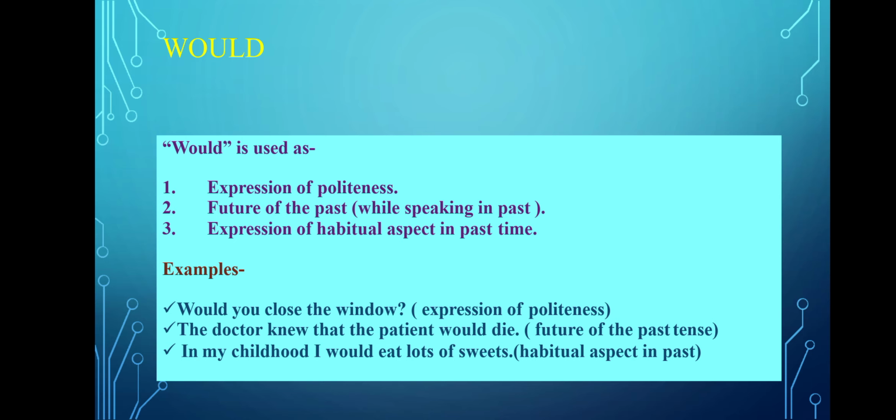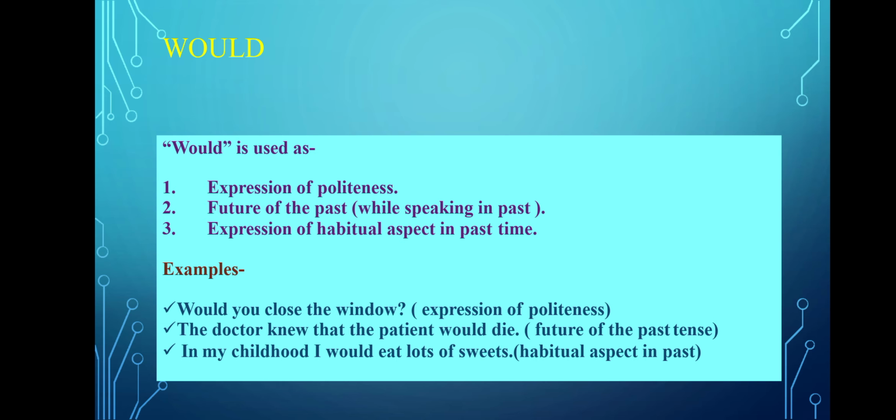Expression of habitual aspect in past time. Suppose in childhood you had a habit. Now you don't have that. But you used to do certain things when you were a child. So in that case you can use would. For example, would you close the window? Now this is an expression of politeness. You are politely asking somebody to help you out.